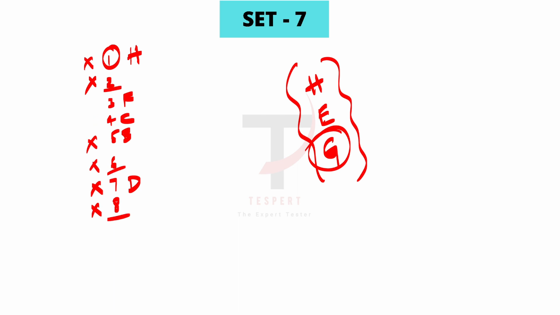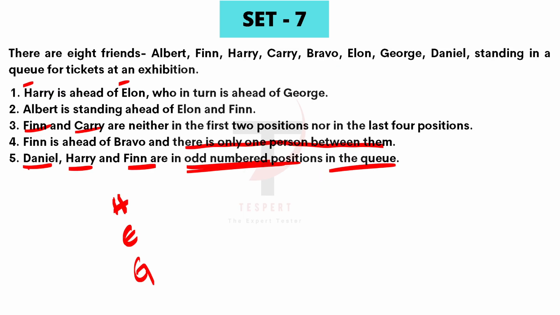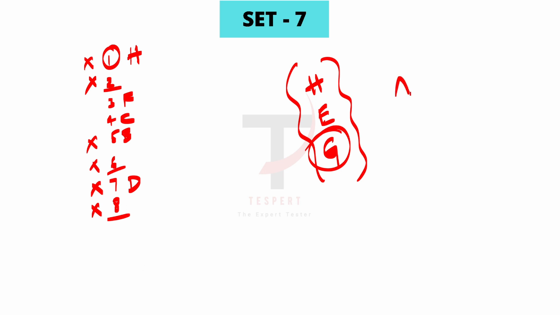Let's see how we can do this. Are there any statements left? One is over, 5th one, 4th, yes, the 2nd one. Albert is standing ahead of Elon and Finn. Or it can also be said Albert is standing ahead of Finn and Elon. So Finn is here at the 3rd position.